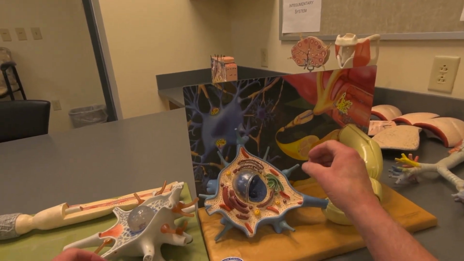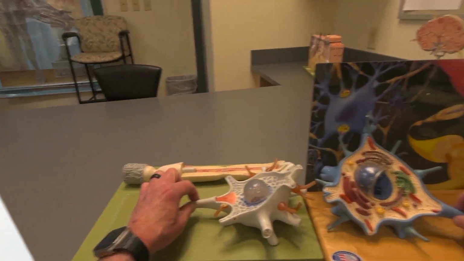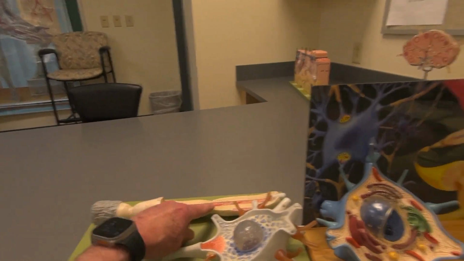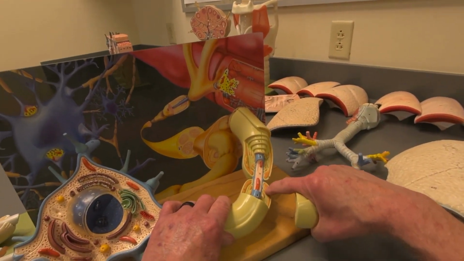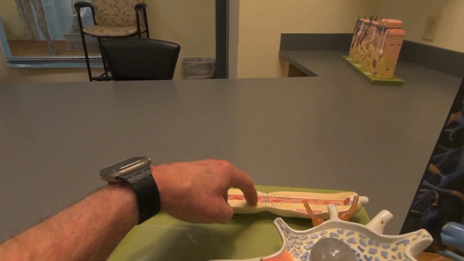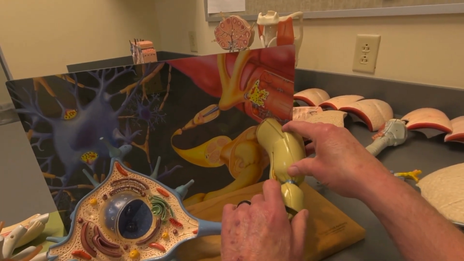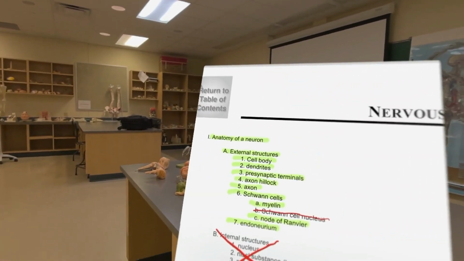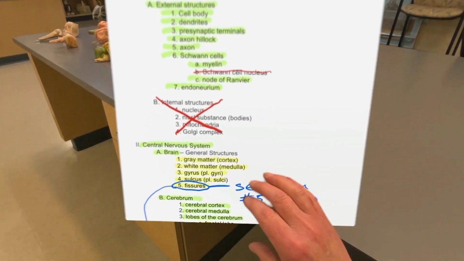Cell bodies, dendrites, axon hillock, axons, Schwann cells, nodes of Ranvier, and if you pop that open, here you can see the filling, which is myelin, and you can see some myelin on the inside of there as well. So that should take care of anatomy of a neuron. So next we need to move into central nervous system.